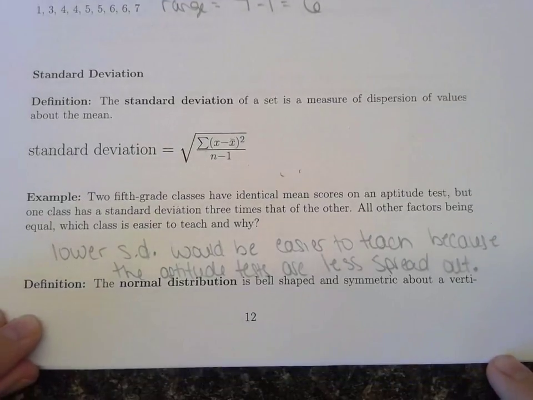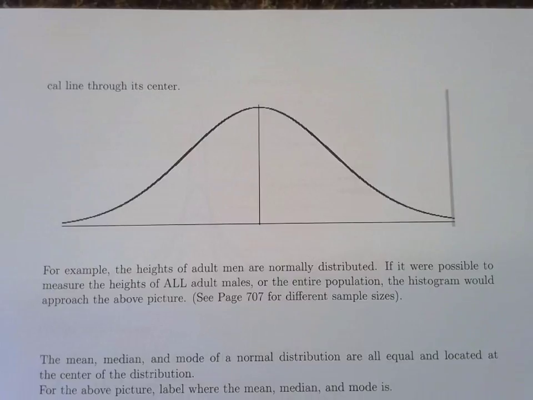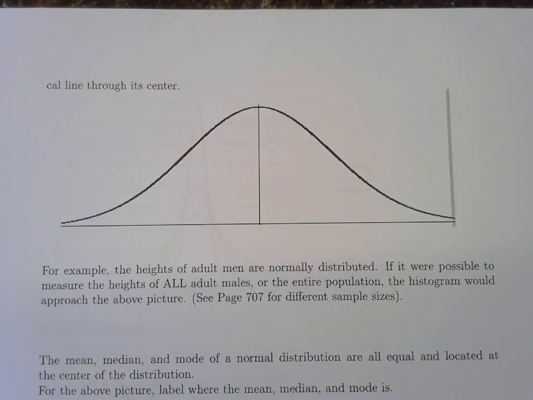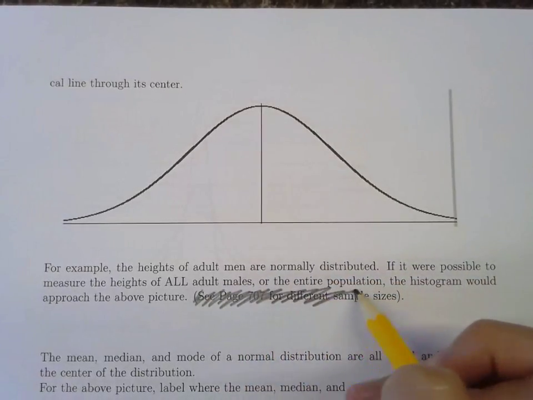Bottom of page 12, we have a definition. The normal distribution is bell-shaped and symmetric about a vertical line through its center. So the normal distribution always looks like this. It says, for example, the heights of adult men are normally distributed. If it were possible to measure the heights of all adult males, the entire population, the histogram would approach the above picture. A histogram is just a picture of the frequency. I'm going to explain the normal distribution with this information, since this reference here does not work, so go ahead and mark that off.